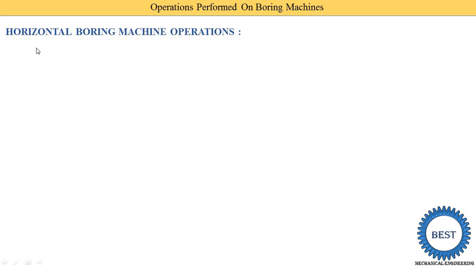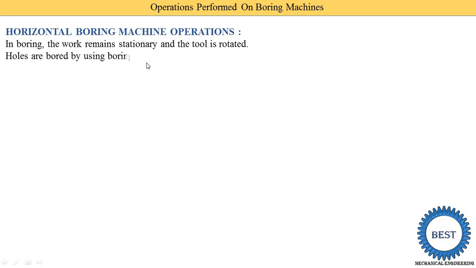Up to now we studied only the operations performed on the vertical machines. Now here are the operations performed on the horizontal boring machines. In a horizontal boring machine, the work remains stationary and the tool is rotated. In vertical, what happened? The workpiece is rotated and the tool is stationary, and only the feed and depth of cut are given. But in these horizontal machines, the work remains stationary and the tool is rotated. According to that, we are able to perform various operations.